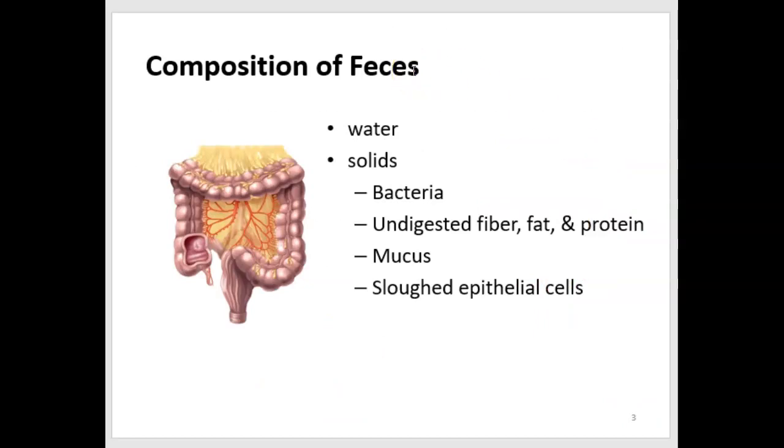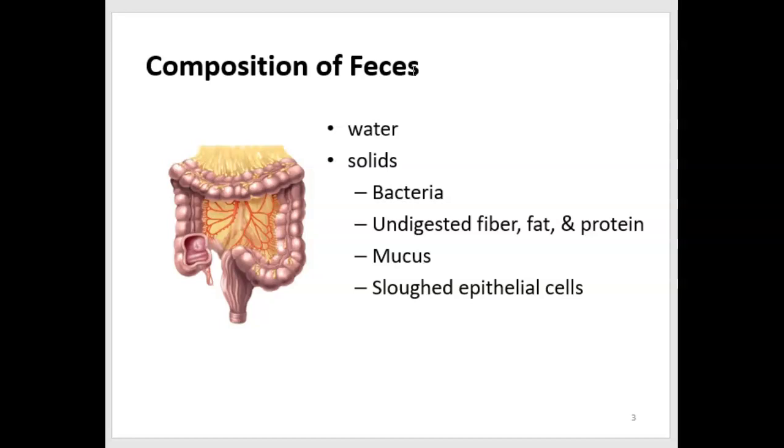So feces contain just some water and then solids, including some enteric or intestinal bacteria, undigested fiber, fat, and once in a while some protein, usually not any carbohydrates except for the fiber. Also, feces contains mucus because, as we'll see, the intestinal wall has goblet cells, and so there's mucus production into the lumen.